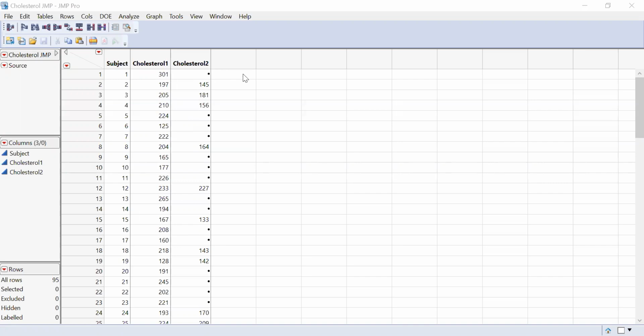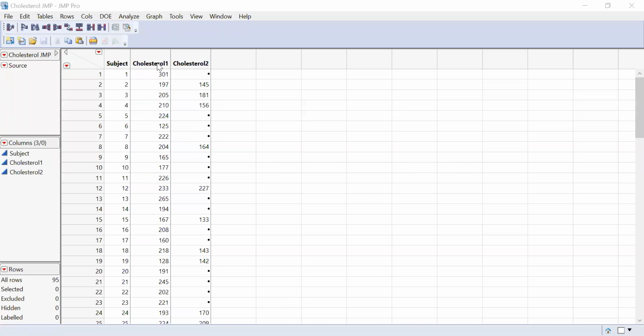I've seen people accidentally do this differently, where they'll have all the cholesterol level 1s in one column and then continue and put cholesterol level 2 below, and then put scores. That would be a whole different way of doing that. That would be for an independent t-test.